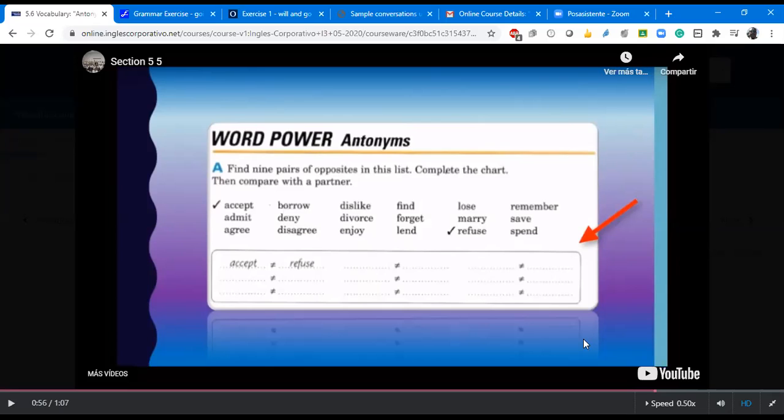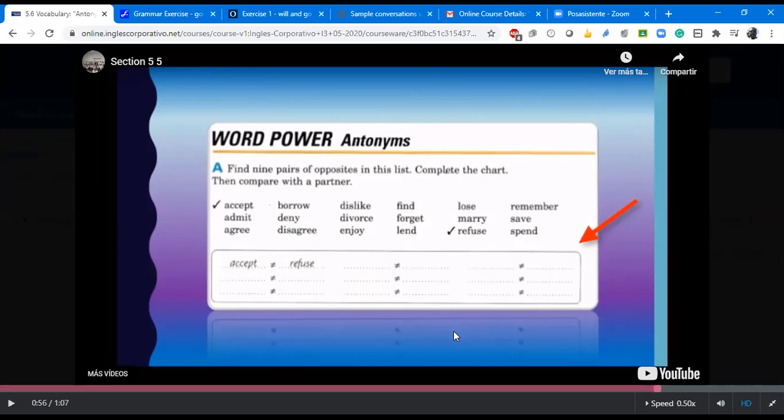Jonathan, Robert, Mr. Armando, anybody say agree and disagree? Using the two words in one or two sentences. You can write on the chat too, no problem.